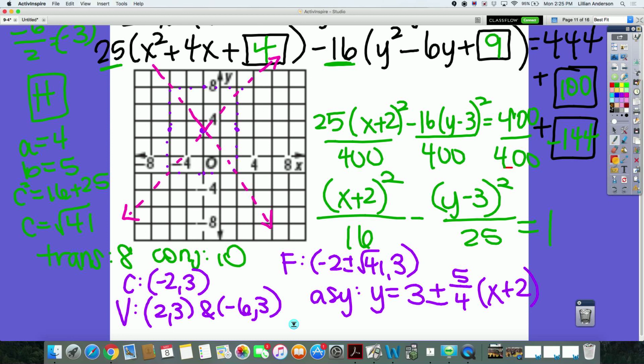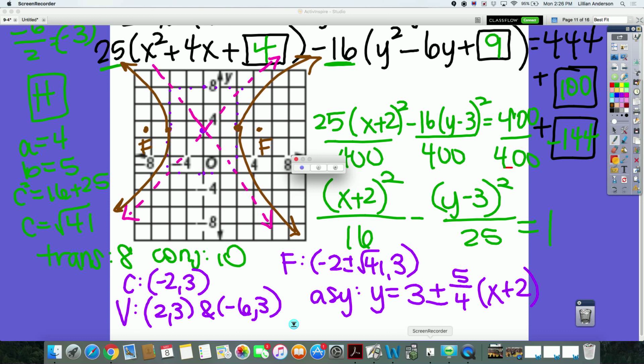And lastly, the branches. I have a vertex at (2, 3) and then (-6, 3). The foci are always located on the inside, and on that transverse axis if I were to extend it. That is how you graph hyperbolas.